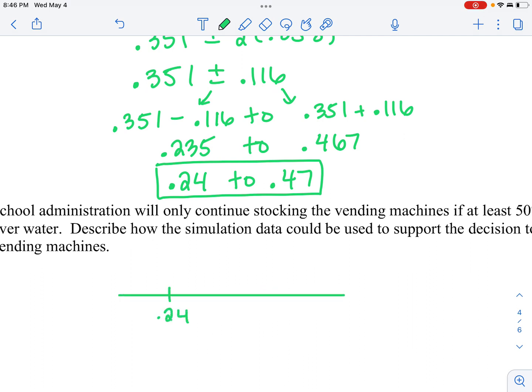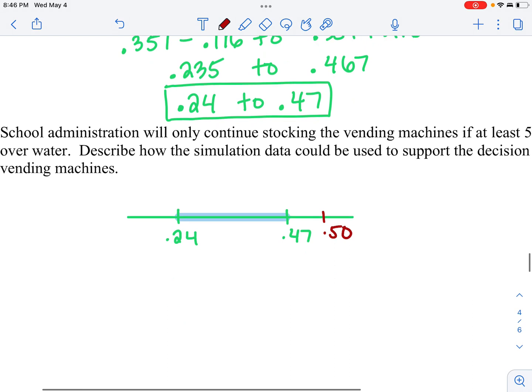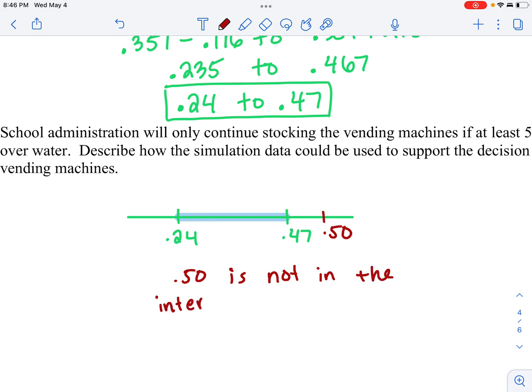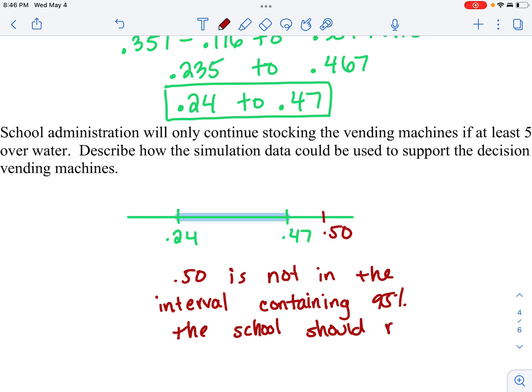So 0.24 to 0.47 is our 95% interval. 0.5 would fall outside of that. So they're saying, how can we use this data to support the decision that they're just going to remove soda from the vending machines, since 0.5 is not in the interval containing 95% of the data. The school should remove soda from the vending machine.